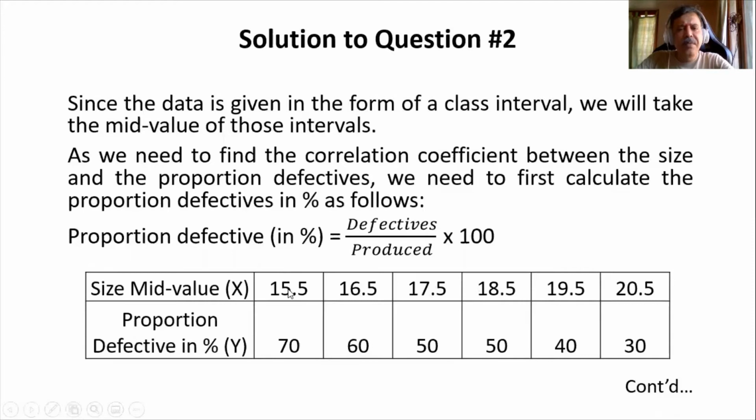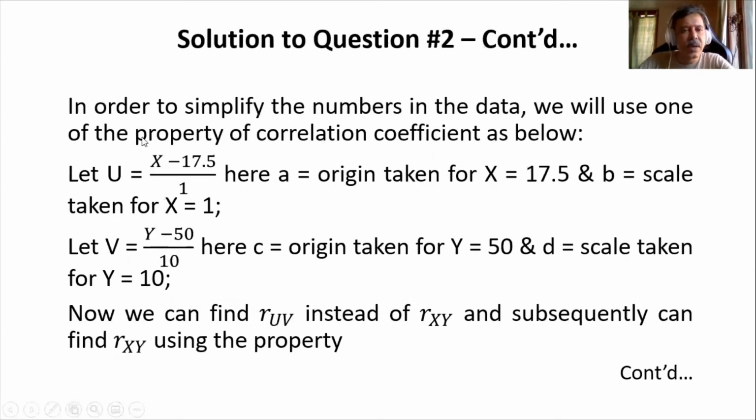So if I do that, 15.5 minus 17.5, that itself is giving me a smaller number. So nothing to be divided. So I'll simply, just for showing purpose, divide it by 1. Here, everything, if I subtract it by 50, I will get some number which is divisible by 10. So I will divide it by 10. That means here my origin will be 50, my scale will be 10. That's what is written here.